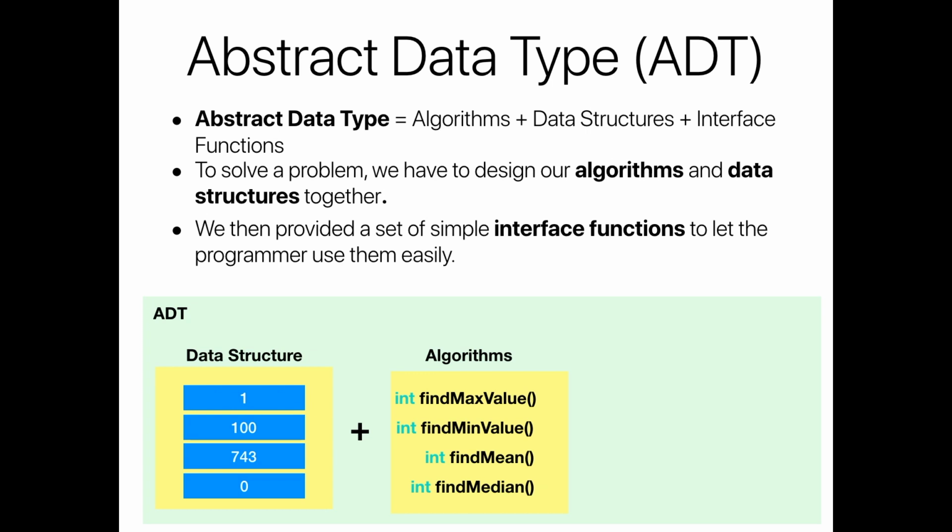Well, we can define a set of interface functions that are simple and easy to use. I've gone ahead and defined 4 of them: max, min, mean, and median. When the user uses these interface functions, our interface functions will call our algorithms for us, which will then operate on the data structures that we have defined. And after the algorithms are done operating on these data structures, we will hopefully get a result.